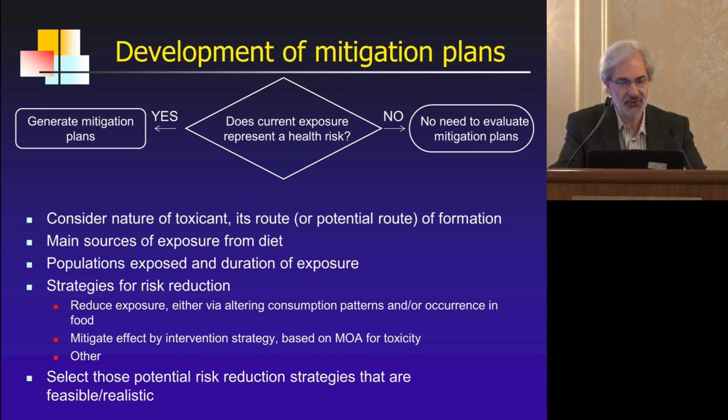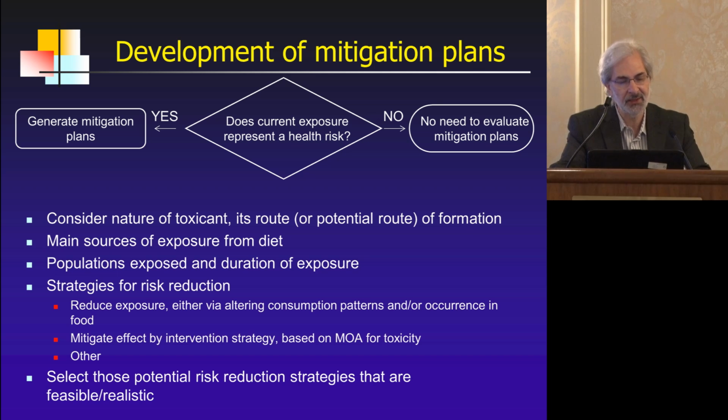The 2 main ones are reduced exposure, either via altering consumption patterns or the occurrence in the food that's consumed. And of course, both strategies have been attempted with acrylamide. Another one is to mitigate the effect by an intervention strategy based, if possible, on understanding of the mode of action for the toxicity you're concerned about. So it might be that, for example, if you're interfering with some essential nutrient, you could offset that by adding something into the food. And there may be other strategies for risk reduction as well. And then select those potential risk reduction strategies that are both feasible and realistic.